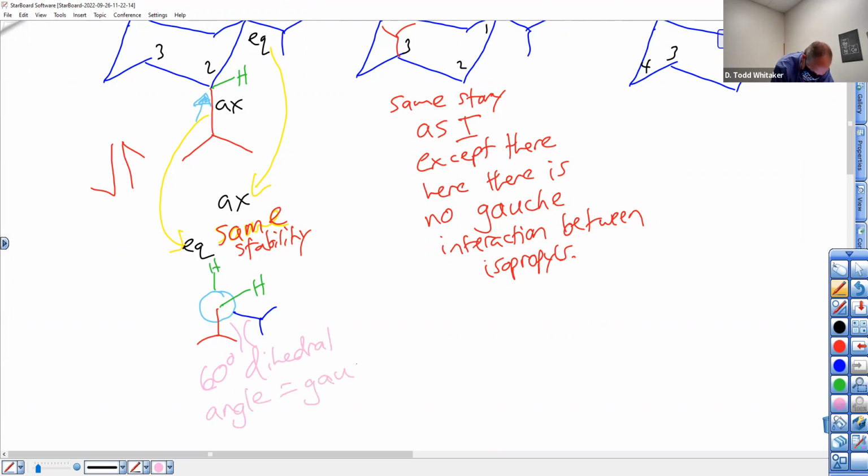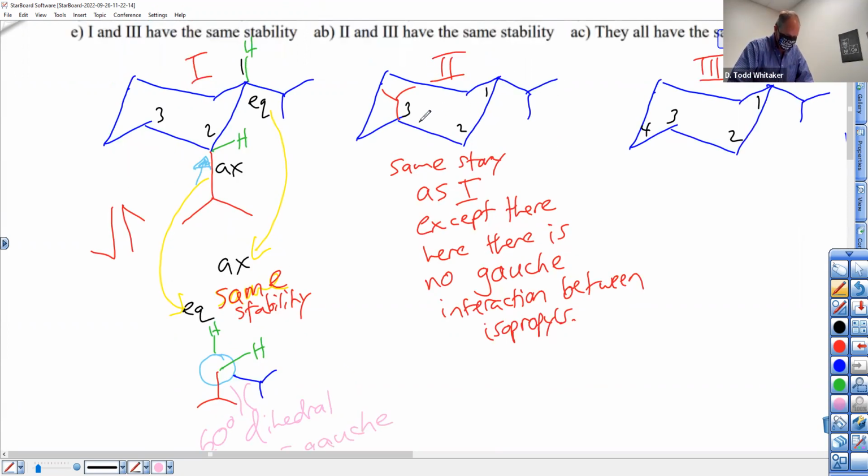Some of you saw it on videos. I never mentioned it until now. Gauche. It's not ideal. Now in this one, we don't have isopropyls on adjacent carbons. You don't have to talk to me about gauche, eclipsed, staggered, anti, anything, nothing. They're not adjacent to each other.